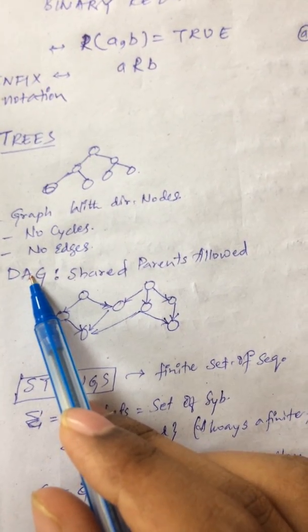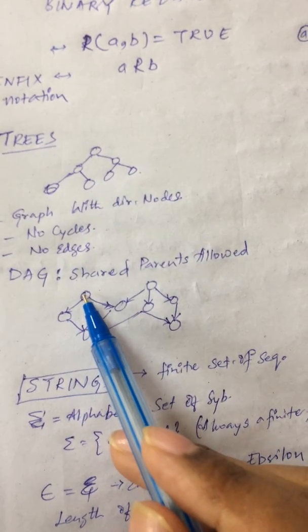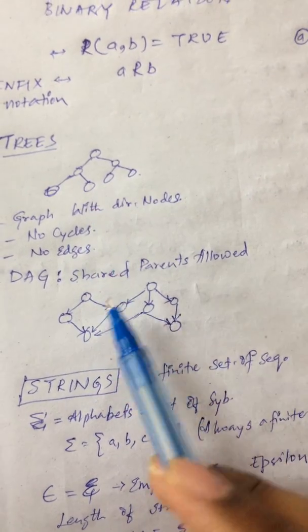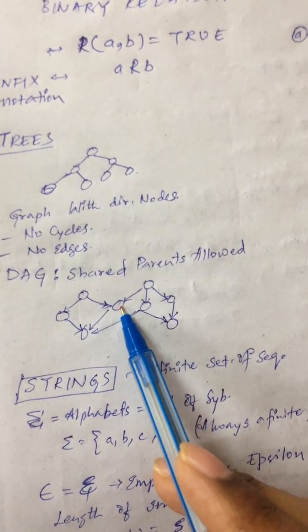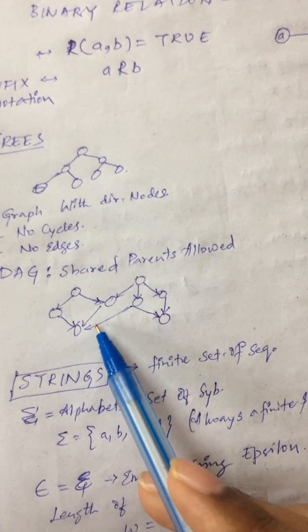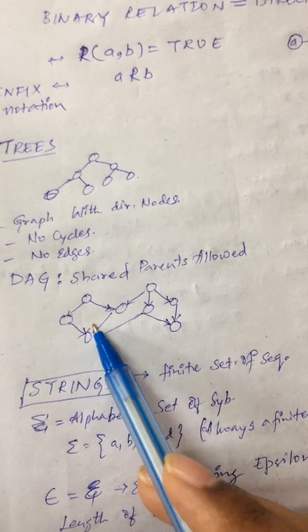Directed acyclic graphs. So this is the root, the parent, so the trees in which the parents are shared, so this can have two parents or two roots. These are the two roots of this node, and you cannot form a cycle in this. This is directed like this.